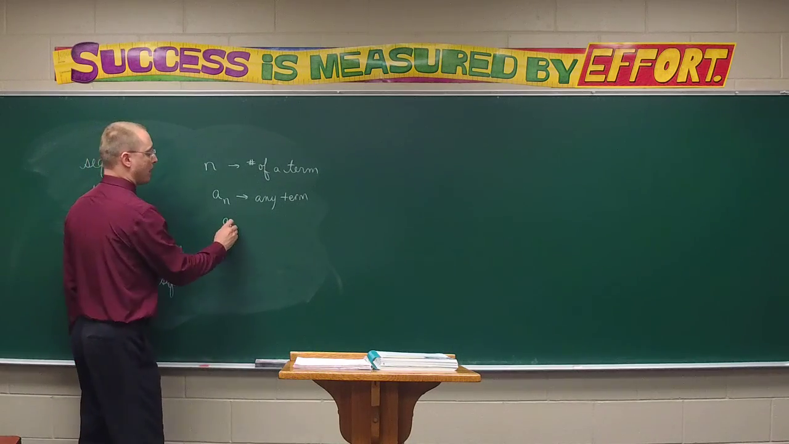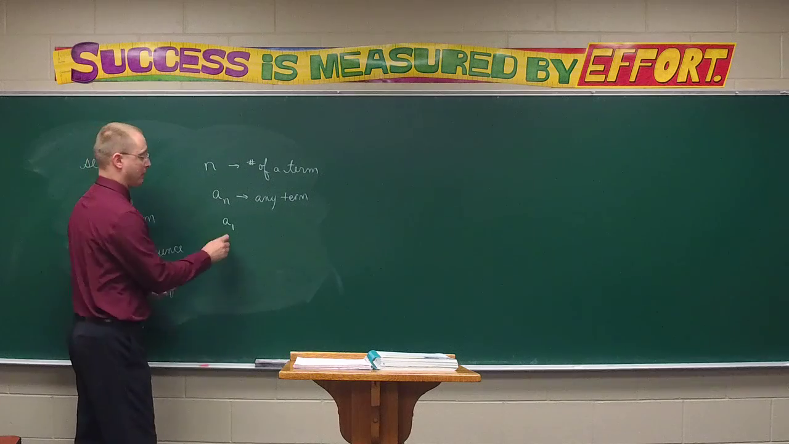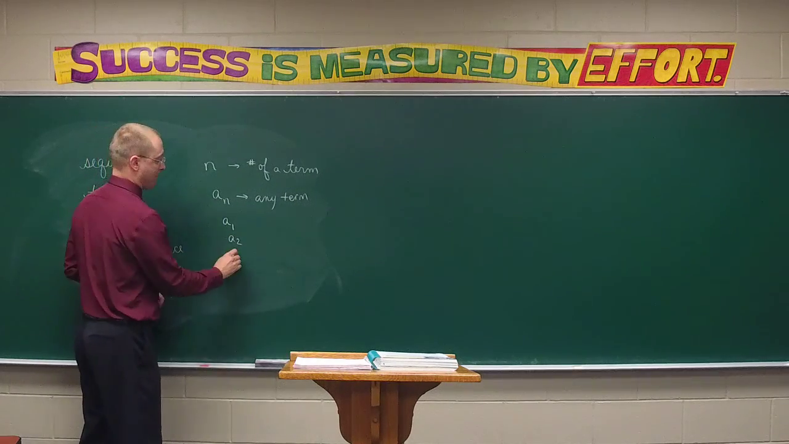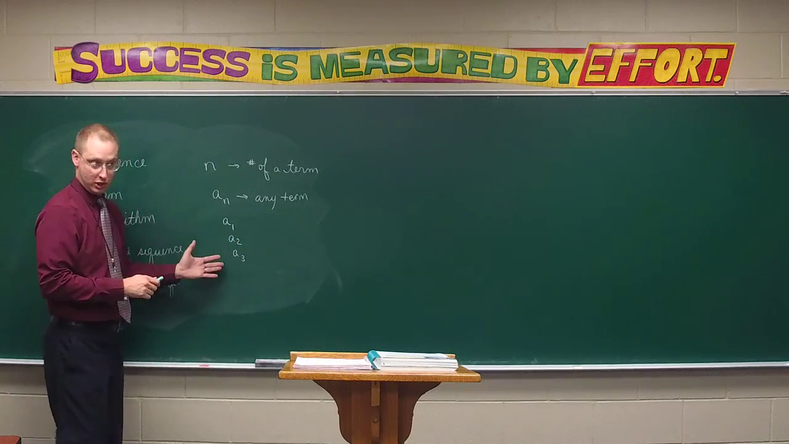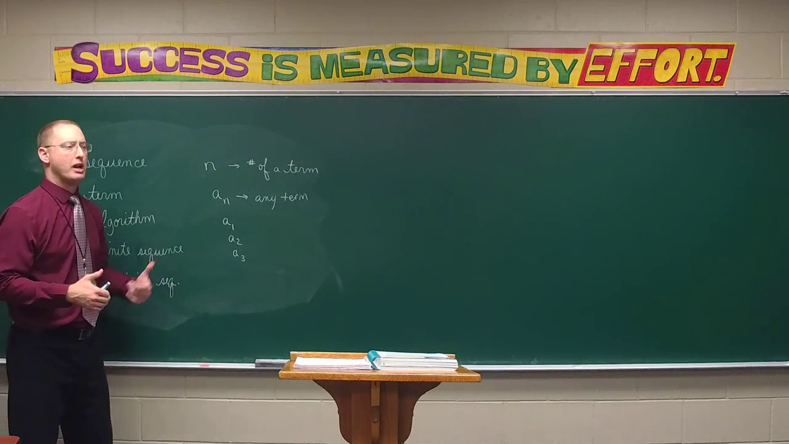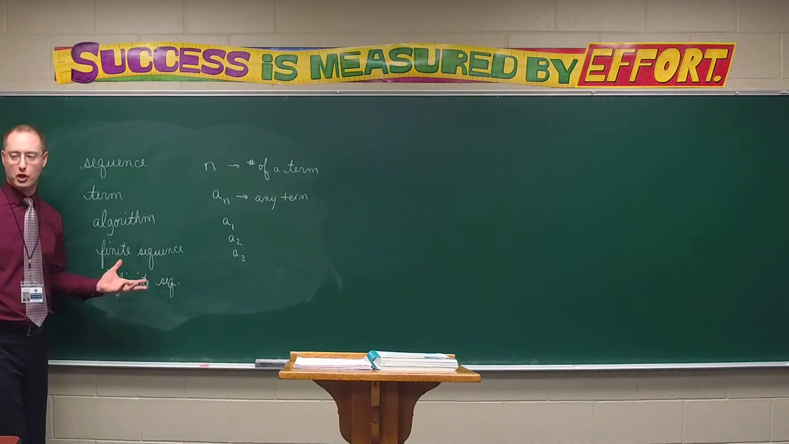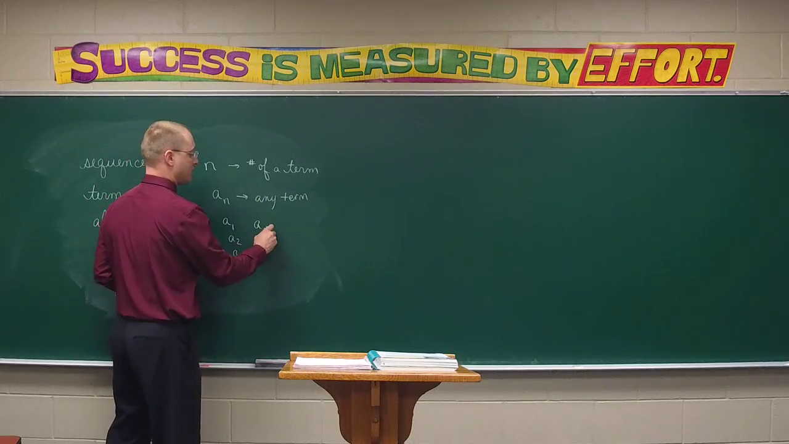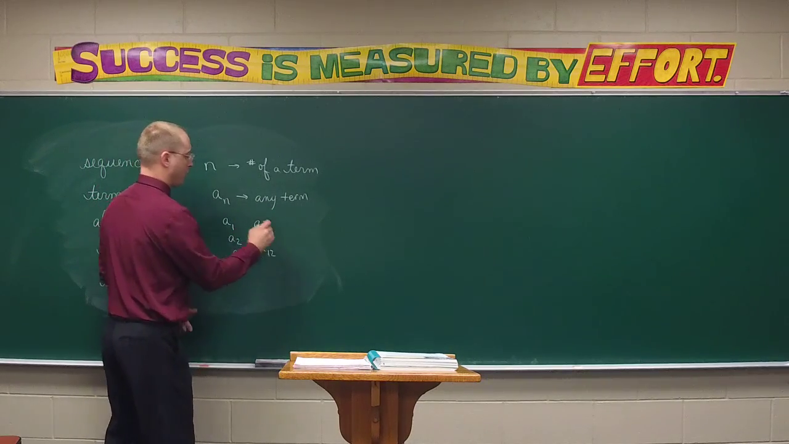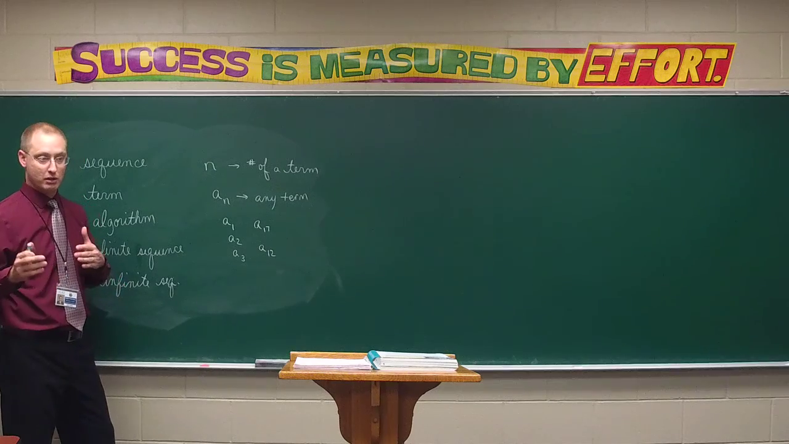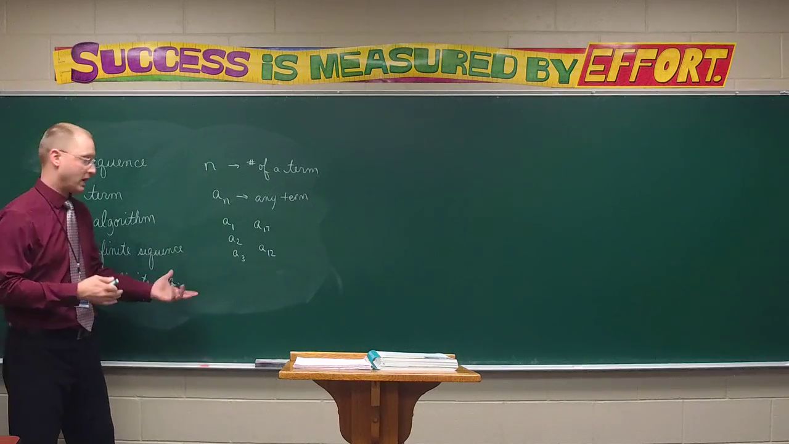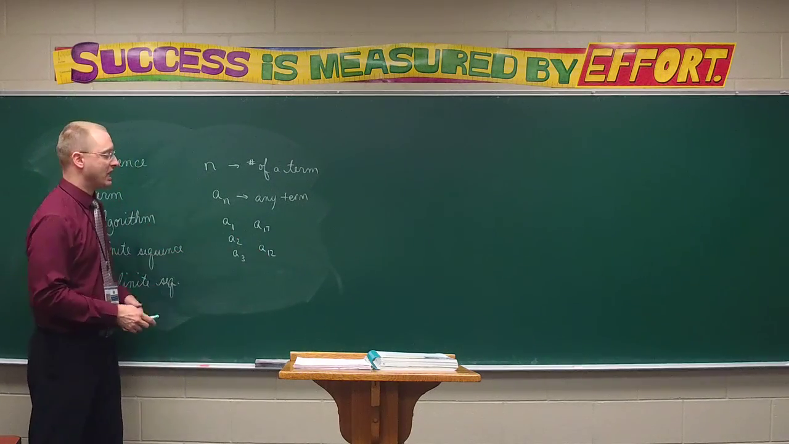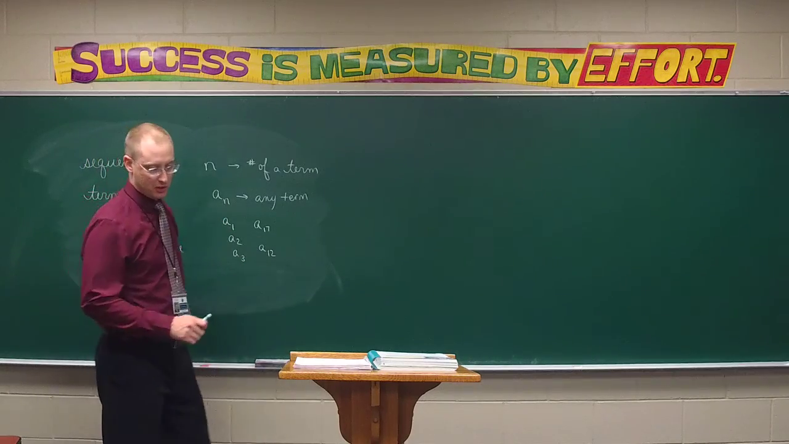If you saw a sub 1, this means the first term. A sub 2, that's the second term. A sub 3, that's the third term. Does that make sense? So how would I represent the 17th term, heaven forbid, in a sequence class? A sub 17, right? If I saw a sub 12, that simply means the 12th term in that sequence. And hopefully we don't go that high with our sequences.